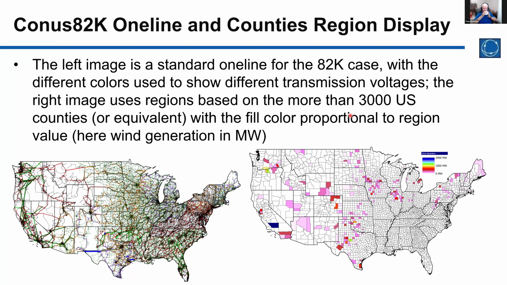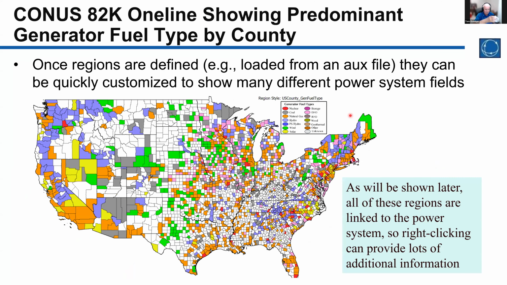This image here is also for that 82,000 bus case showing the CONUS counties. And here I'm coloring the counties based upon the predominant generator fuel type in each one of the locations. What I hope to show you today is it's actually very simple now to create these displays in PowerWorld and to group the data. It'll be relatively simple to do.